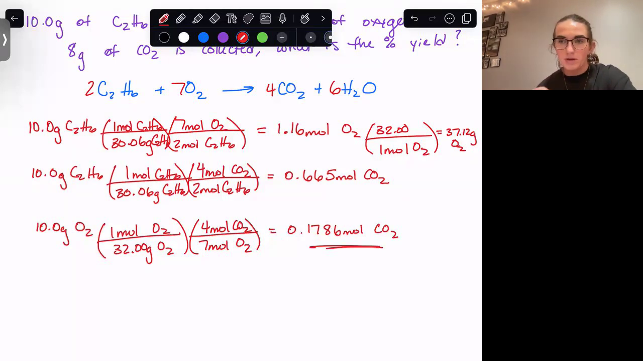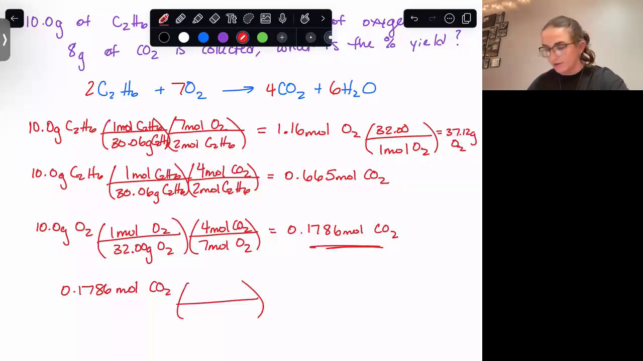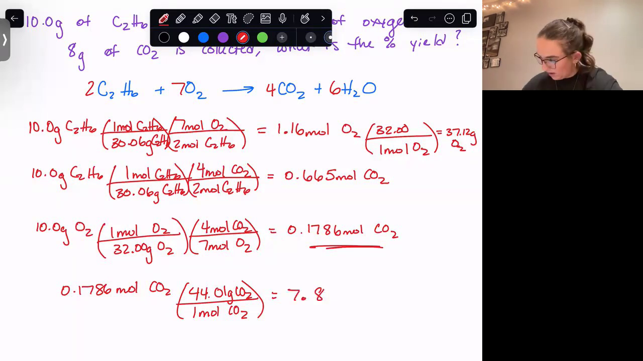Once we know how many moles of carbon dioxide can be produced, we need to convert that into grams. We can do that using our molar mass. And we get 7.86 grams of CO2.